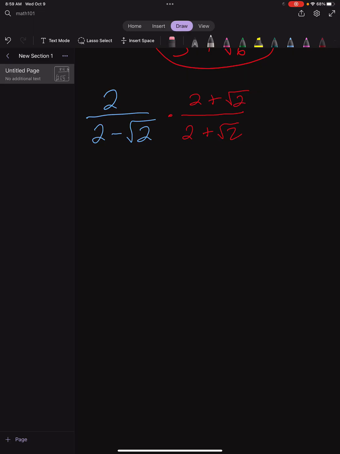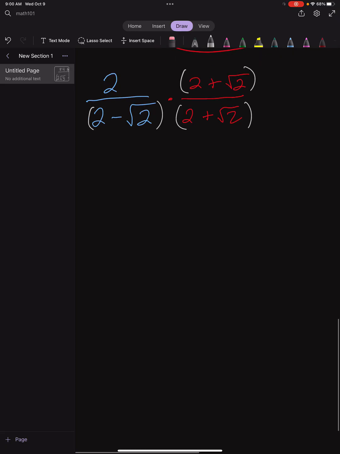We'll try this. 2 divided by 2 minus root 2. First step is to figure out the conjugate. Well, the denominator is 2 minus root 2, so the conjugate would be 2 plus root 2. Apply that to both the numerator and the denominator. And let's put some parentheses in here. Remember that your fraction bar is a grouping symbol, which means that the numerator and the denominator need to have parentheses around it. Now you're going to distribute this 2 and multiply by both parts of the conjugate.